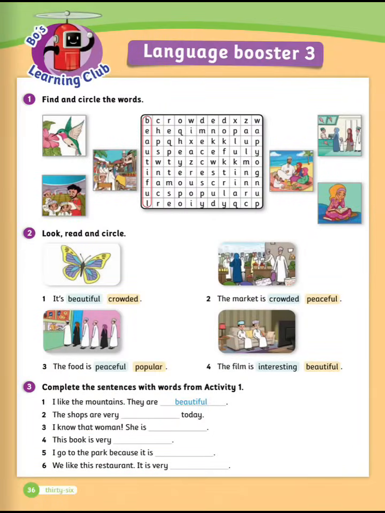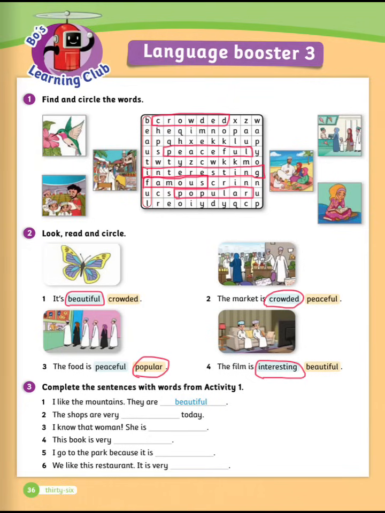Language poster 3. Exercise number 1. Find and circle the words. Let's see the answers. We have crowded, peaceful, interesting, famous, popular, and beautiful. Exercise number 2. Look, read, and circle. Let's see the answers. Number 1. It's beautiful. Number 2. The market is crowded. Number 3. The food is popular. Number 4. The film is interesting.